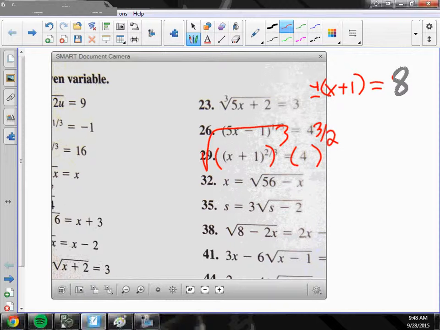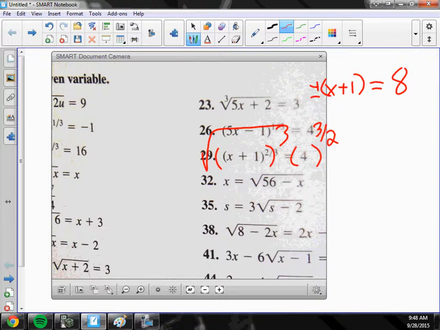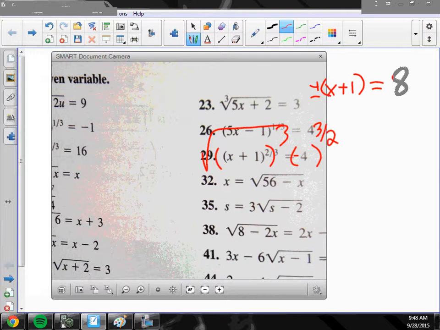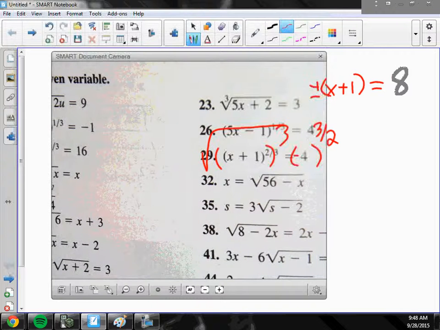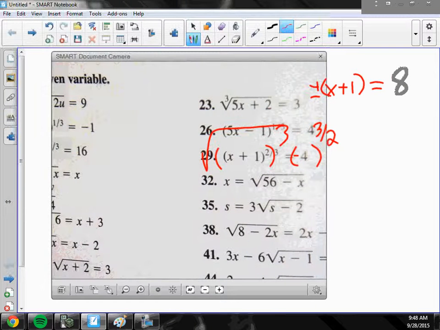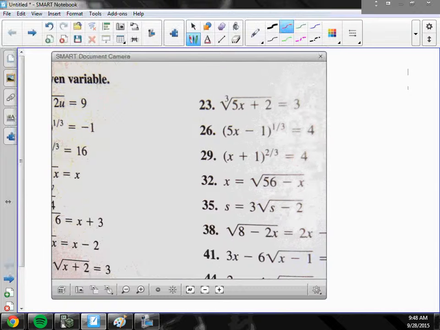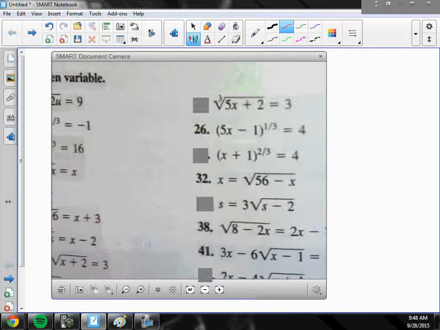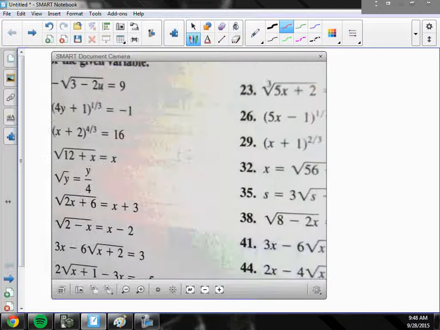So if the denominator on the new exponent is even, you need a plus or minus. And you also have to worry about if it said -4, is that possible? No. Because you're square rooting a negative, which doesn't work. Okay, 31. Okay, 31's kind of tricky.